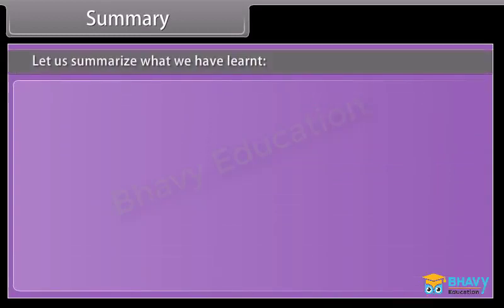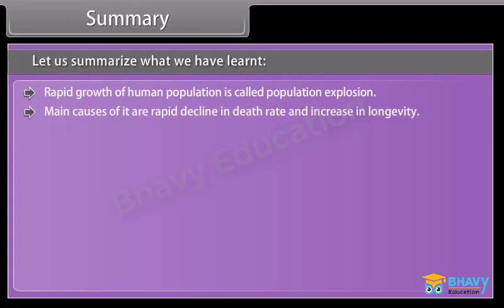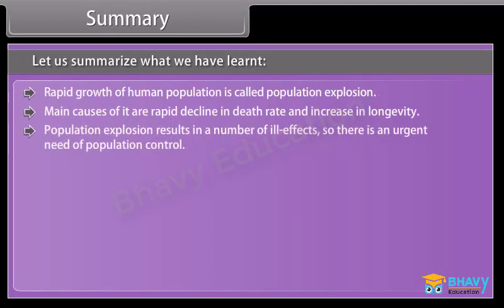Summary. Let us summarize what we have learned. Rapid growth of the human population is called population explosion. The main causes of it are rapid decline in death rate and increase in longevity. Population explosion results in a number of ill effects, so there is an urgent need for population control.